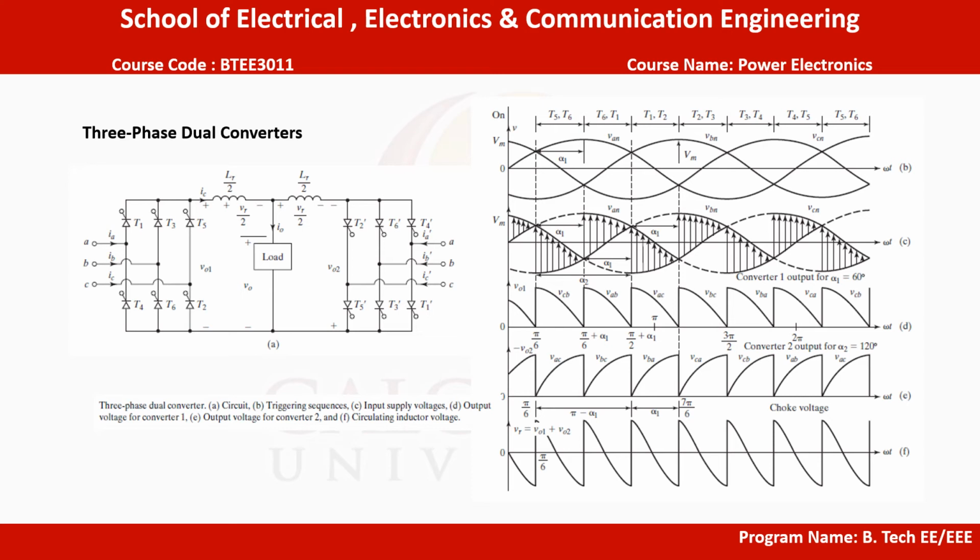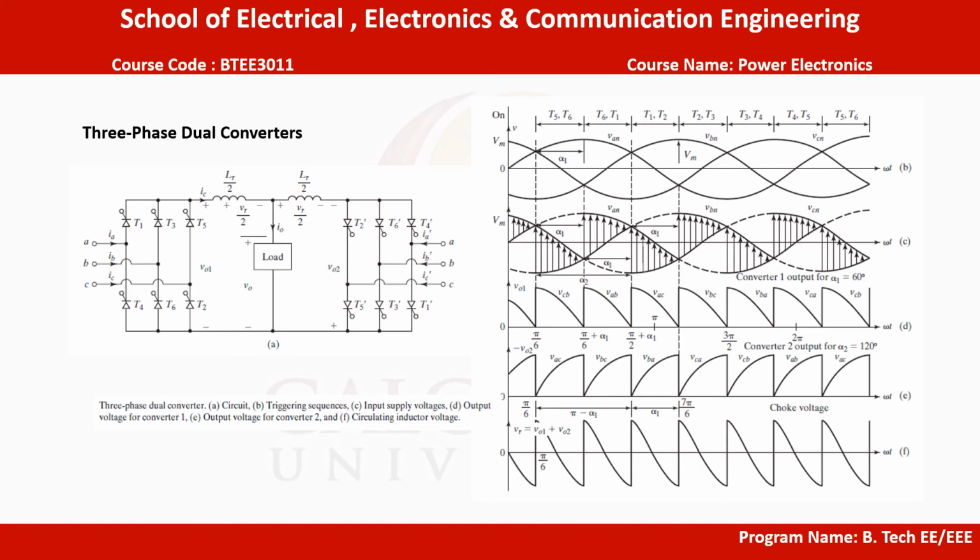In many variable speed drives, 4-quadrant operation is generally required, and 3-phase dual converters are extensively used at the 2000 kilowatt level. Figure shows a 3-phase dual converter where two 3-phase converters are connected back to back. Due to the instantaneous voltage differences between the output voltages of the converters, a circulating current flows through the converters. The circulating current is normally limited by the current reactor LR.